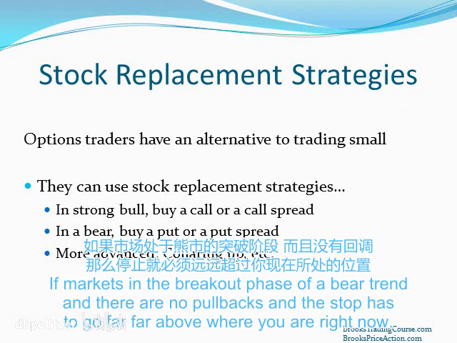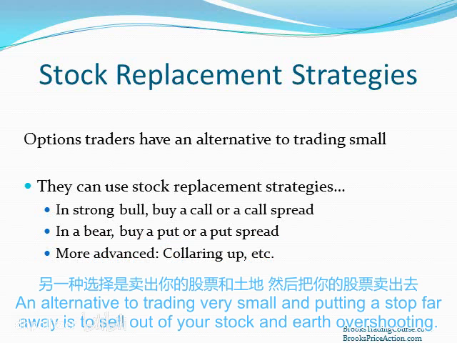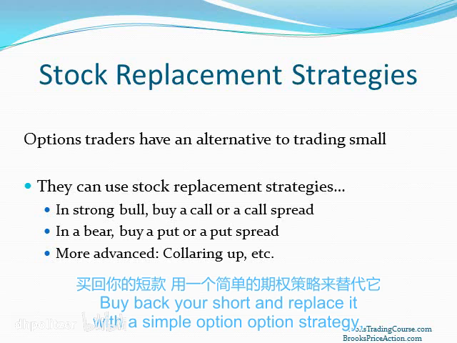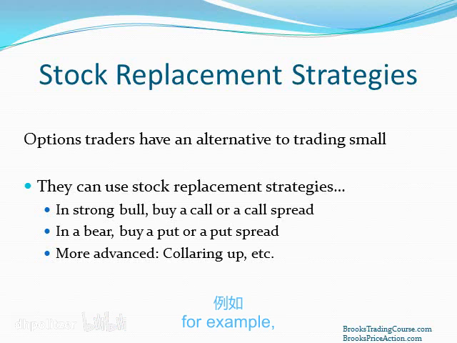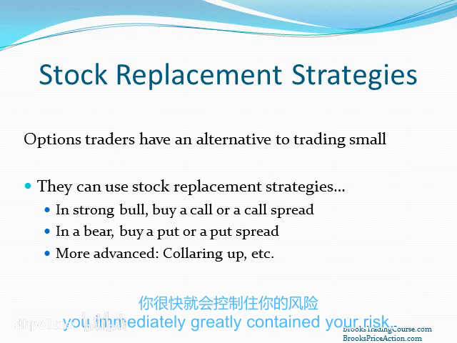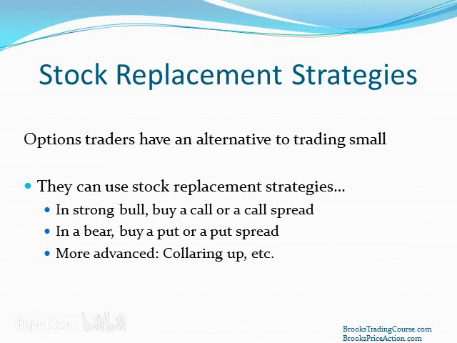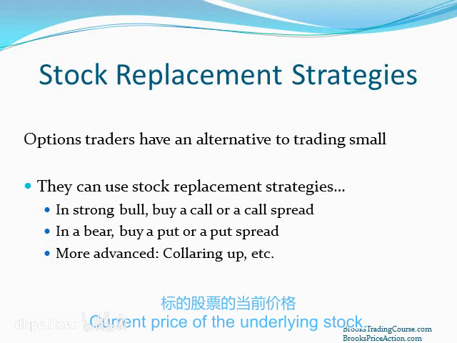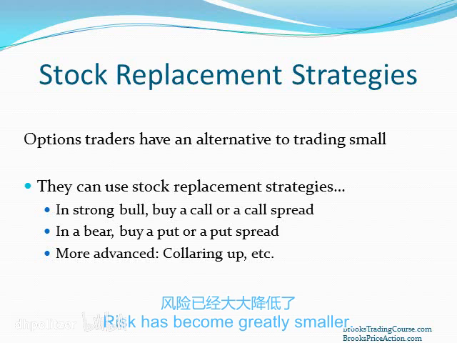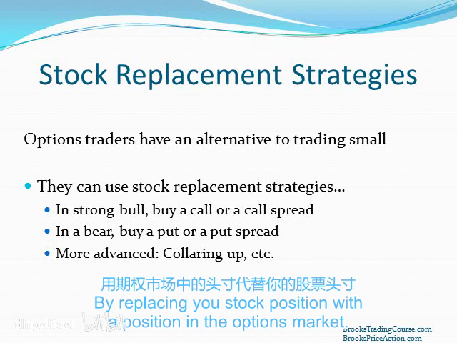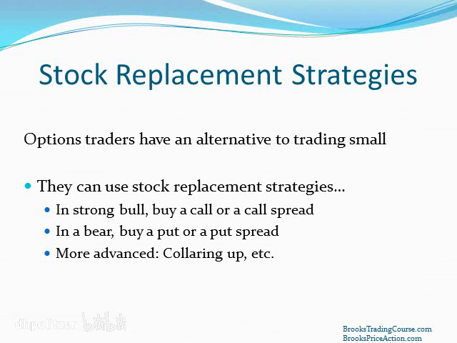If the market's in the breakout phase of a bear trend and there are no pullbacks and the stop has to go far, far above where you are right now, an alternative to trading very small and putting the stop far away is to sell out of your stock and buy back your short and replace it with a simple option strategy. For example, buying a put or buying a put spread. And therefore you immediately greatly contained your risk. For example, if you buy a put, the most you can lose is the price of your put. And that might be 1 or 2% of the current price of the underlying stock. So your risk has become greatly smaller by replacing your stock position with a position in the options market.